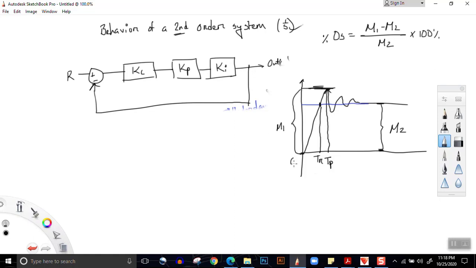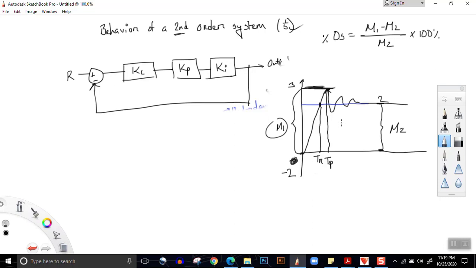For example, if the lowest point is 0, this peak is 3, this peak is 2, then M1 is equal to 3, M2 is equal to 2, no problem. But if the lowest point is not 0, but it's minus 2, then M1 becomes the difference between minus 2 and 3, that is 5, and M2 becomes the difference between minus 2 and 2, that is 4. So overshoot is dependent on this distance and not actually the peak value. So we have learned about overshoot, rise time, and peak time.